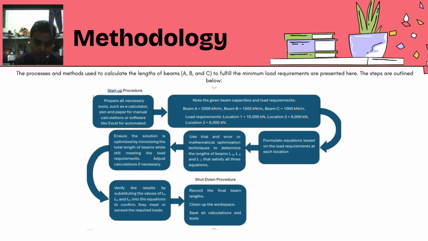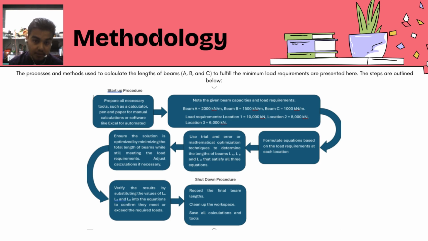Beam A 2000 kilonewton per meter, beam B 1500 kilonewton per meter, and beam C 1000 kilonewton per meter. Load requirement at location 1 is 10,000 kilonewton, for location 2 is 8,000 kilonewton, and for location 3 is 6,000 kilonewton. And then formulate equations based on the load requirements at each location.